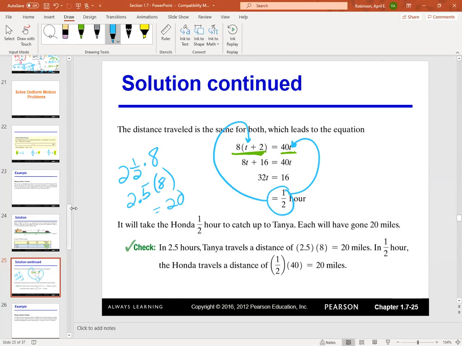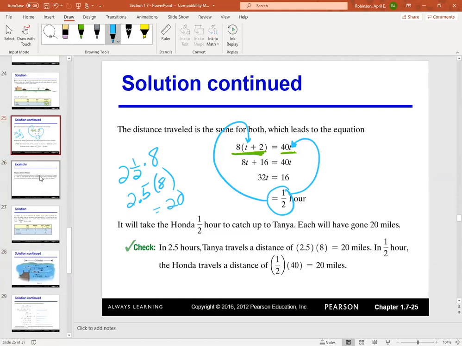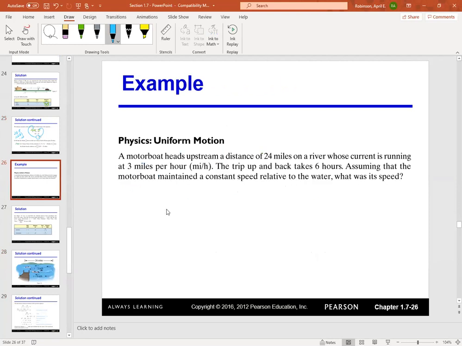Now that's one example. They actually give another example in here. A motorboat heads upstream a distance of 24 miles on a river whose current is running at 3 miles per hour. The trip up and back takes 6 hours. Assuming that the motorboat maintained a constant speed relative to the water, what was its speed?